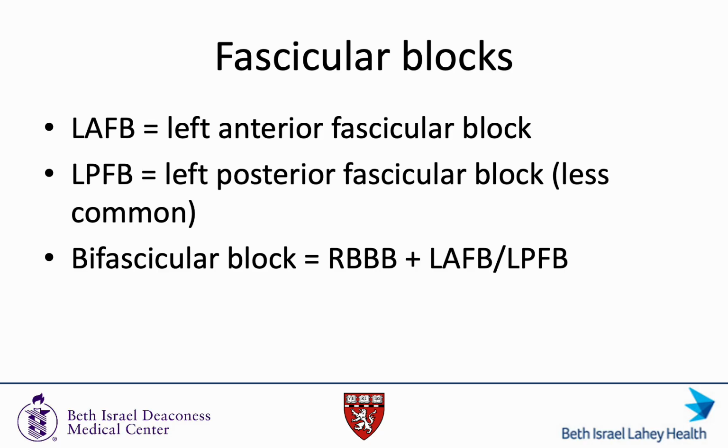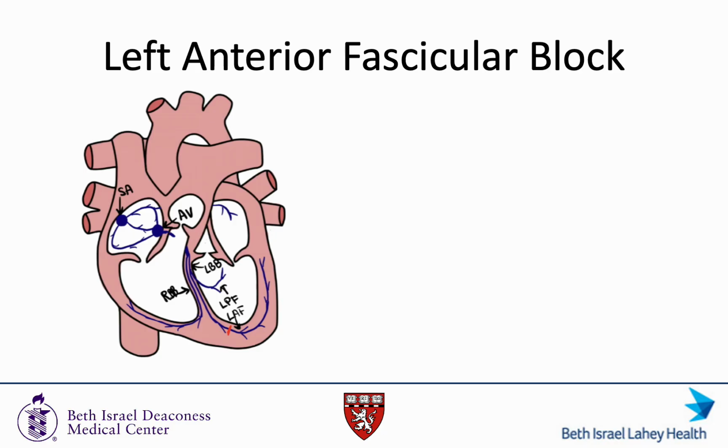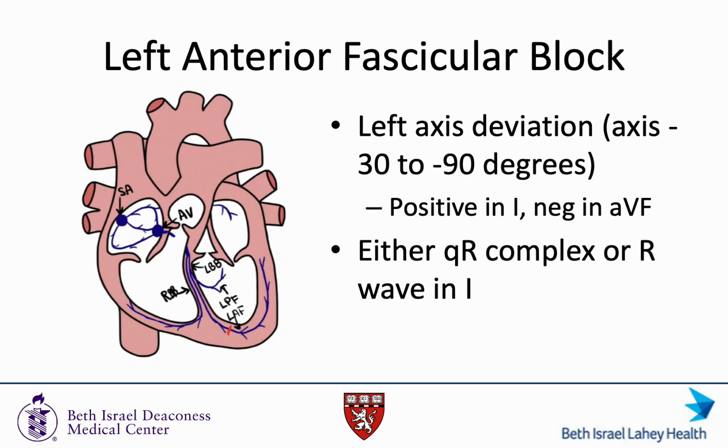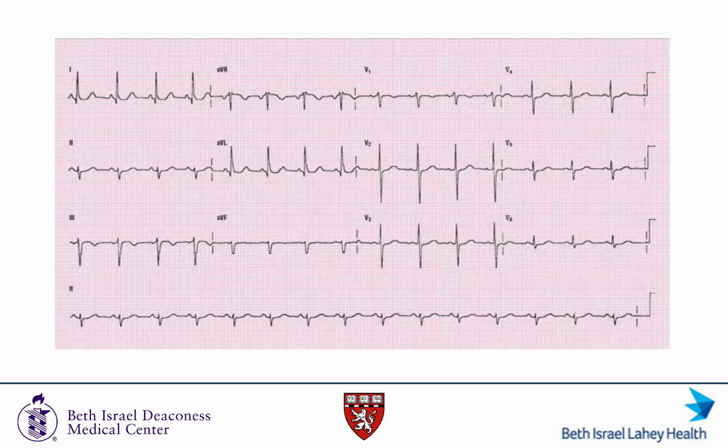You can also see a bifascicular block, which is a right bundle branch block, as well as a left anterior or left posterior fascicle block. A left anterior fascicular block includes left axis deviation, with a positive QRS complex in lead 1 and a negative QRS in aVF. You'll see either a QR or an R wave in lead 1, as well as an RS complex in lead 3. Take a couple seconds to look at this EKG and see if you think it meets the criteria for a left anterior fascicular block.